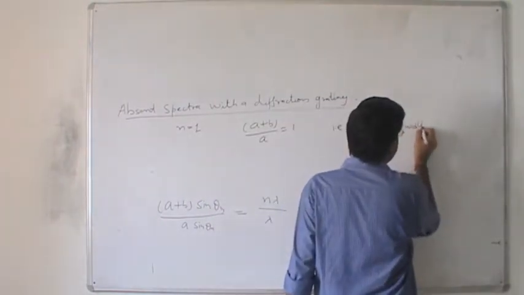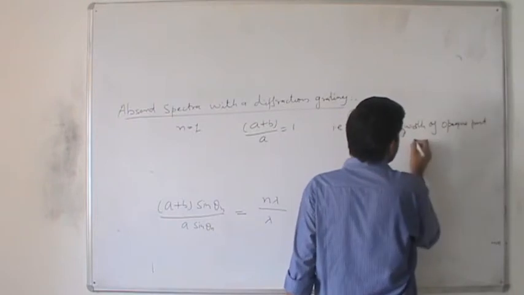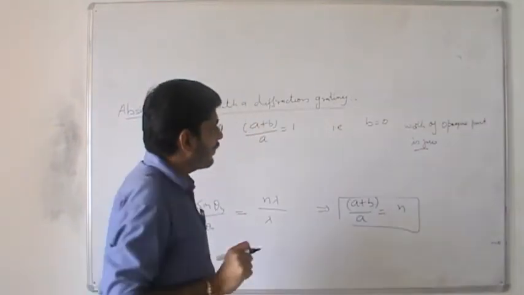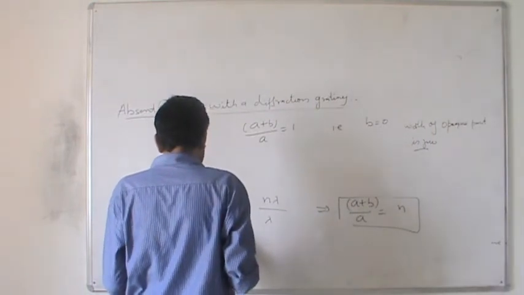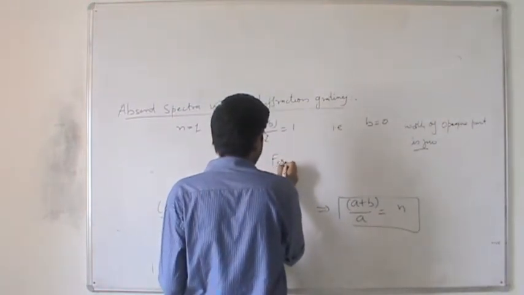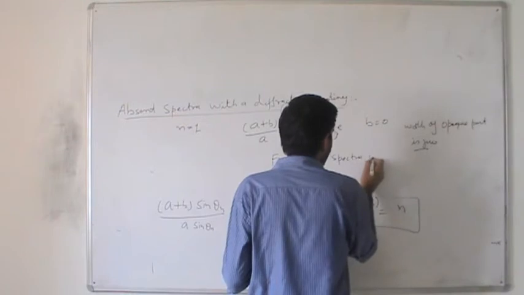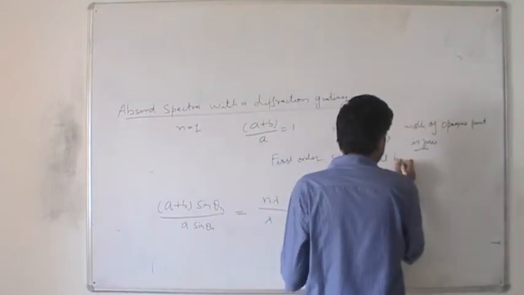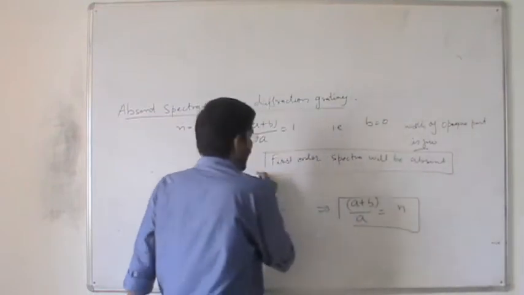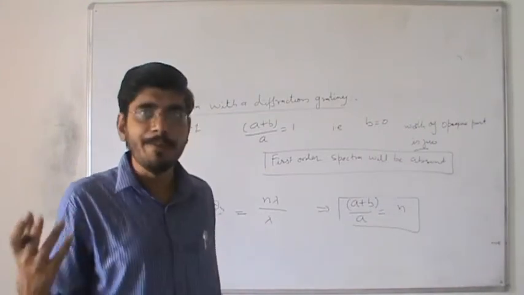Width of the opaque part is 0. That means the whole glass plate is completely transparent. In that case, the first order spectra will be absent. Remember it: if n is equal to 1, the first order spectra will be absent.